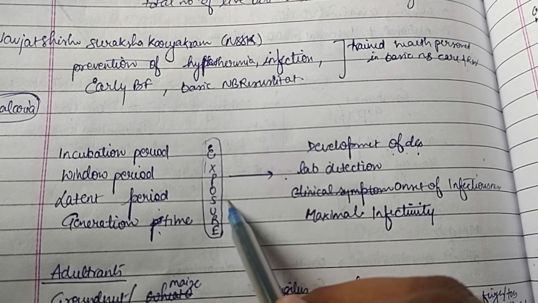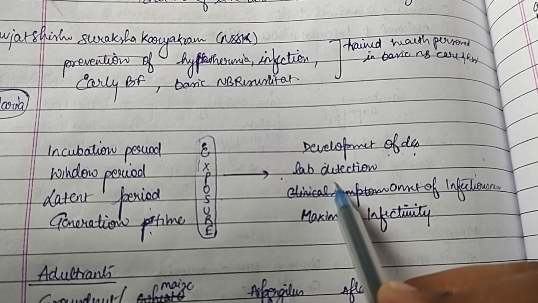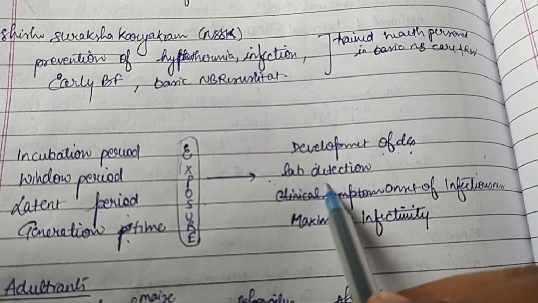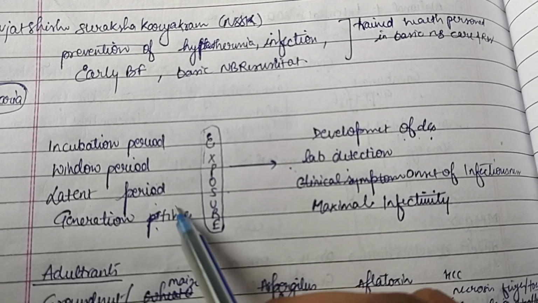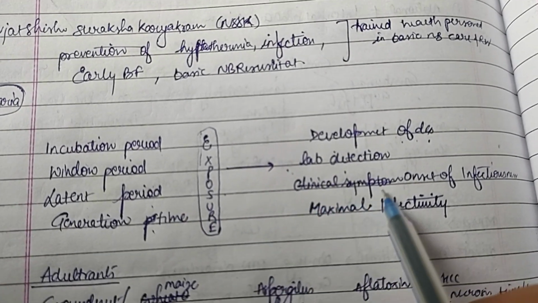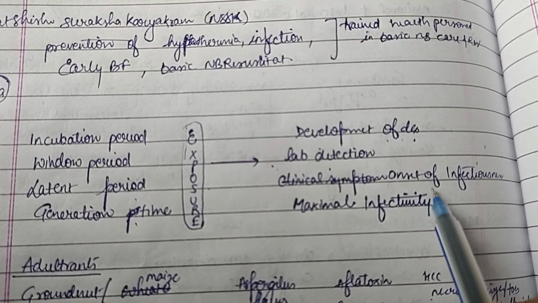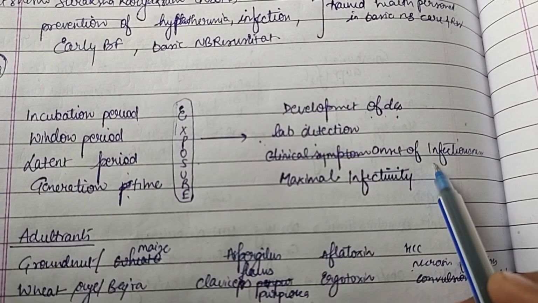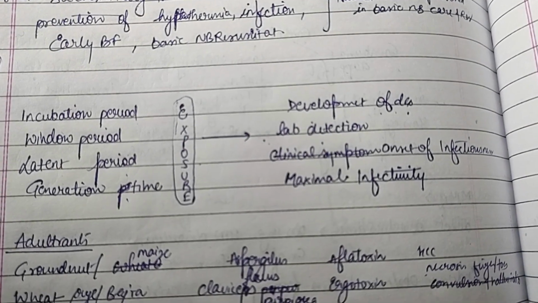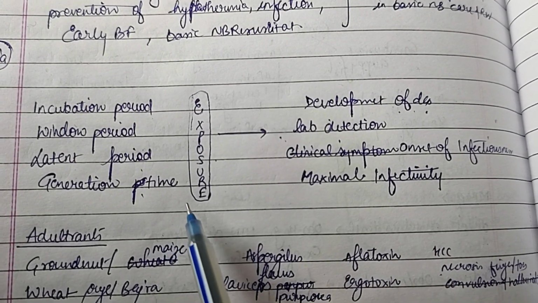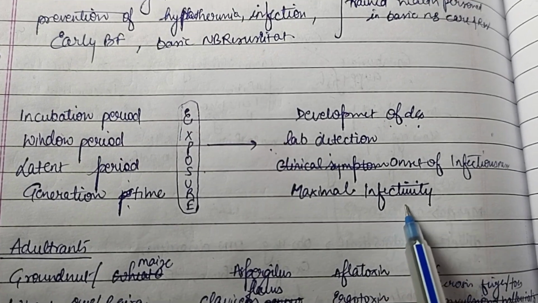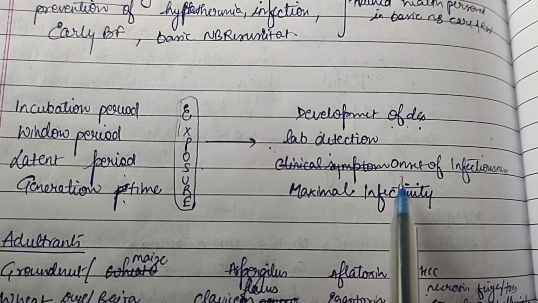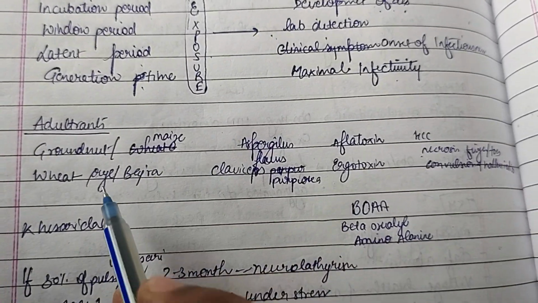Window period is from exposure to the point till the disease can be lab detected. Latent period is from exposure till the onset of infectiousness. Infectiousness means after which it can spread disease to others. Generation time is from exposure to maximum infectivity. These all may be the same or may be different from each other. Now comes the adulterants.